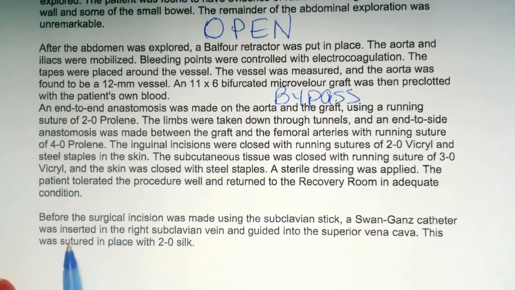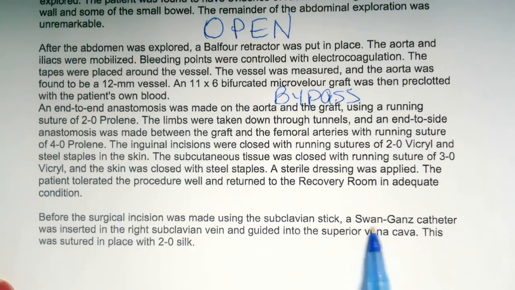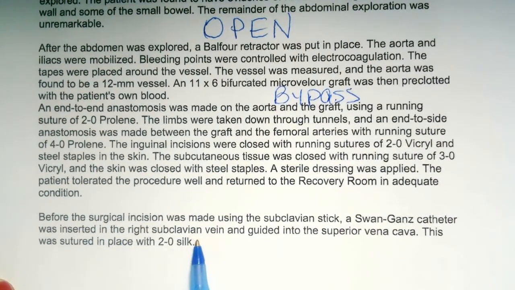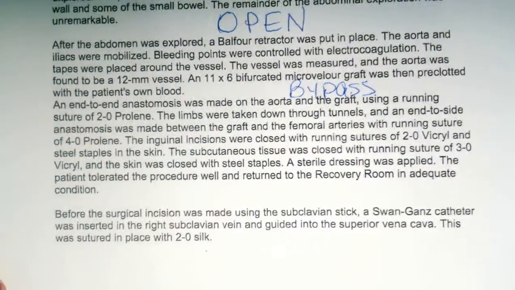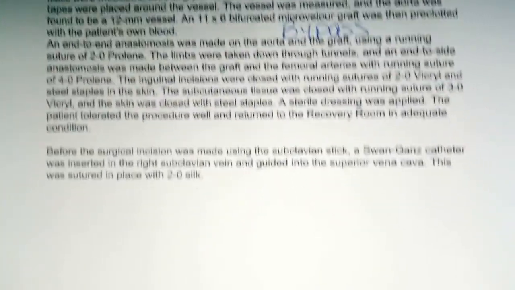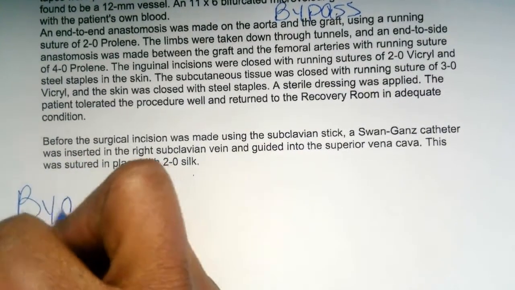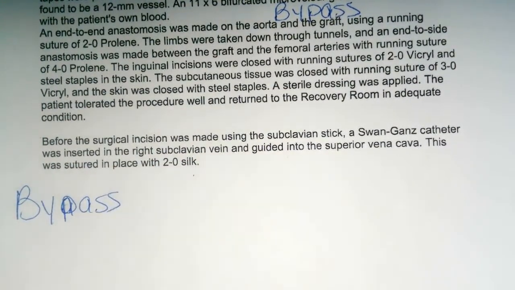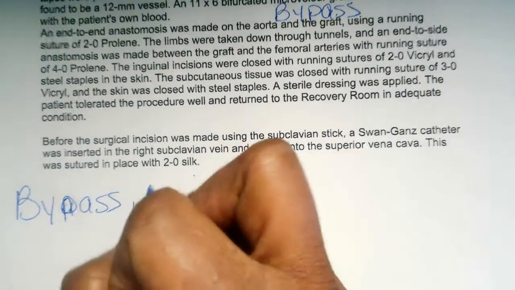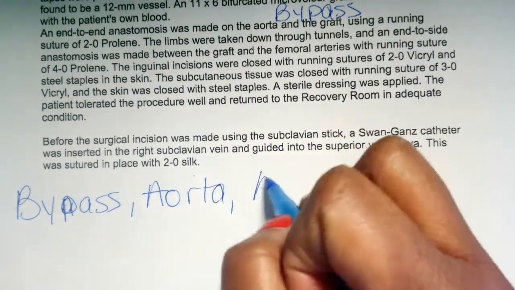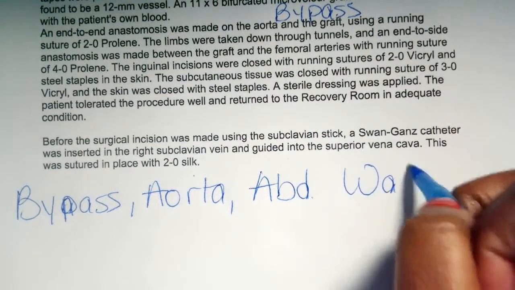Now, there is a note that says before the surgical incision was made, using the subclavian stick, a Swan-Ganz catheter was inserted into the right subclavian vein and guided into the superior vena cava, and then this was sutured in place with 4.0 silk or 2.0 silk. So guys, here you have two distinct procedures that were performed. So first, you have a bypass. And the bypass was performed on the aorta, specifically the abdominal aorta. Okay.